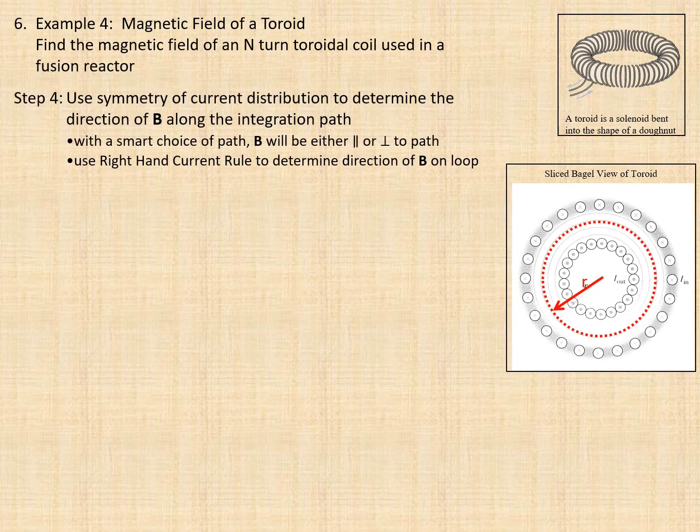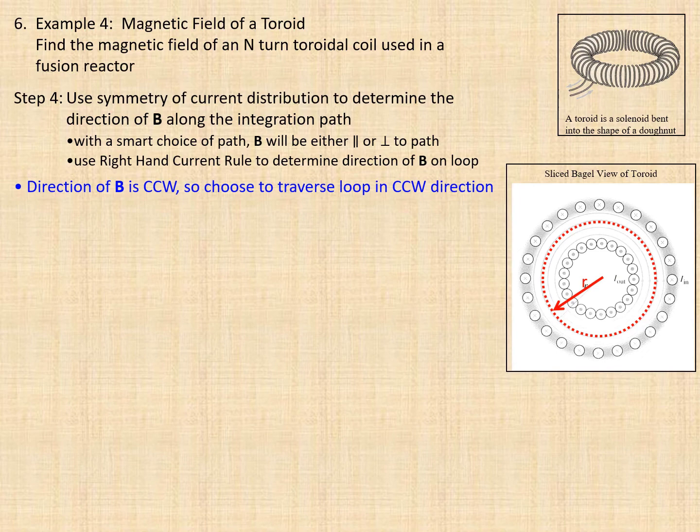Alright, so we are now in a position to determine the magnetic field direction along the integration path, and using the right-hand current rule, you see that the current in the inner coils is coming out of the plane of the paper. So placing the thumb of our right hand in the direction of that current, we see that our fingers naturally curl in a counterclockwise direction. So the field inside of that toroid is going to be in a counterclockwise direction.